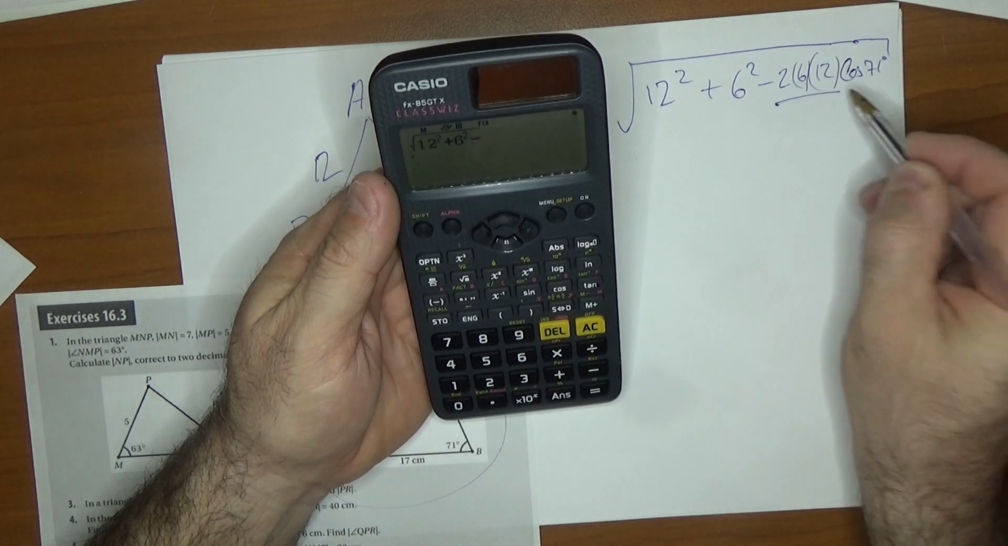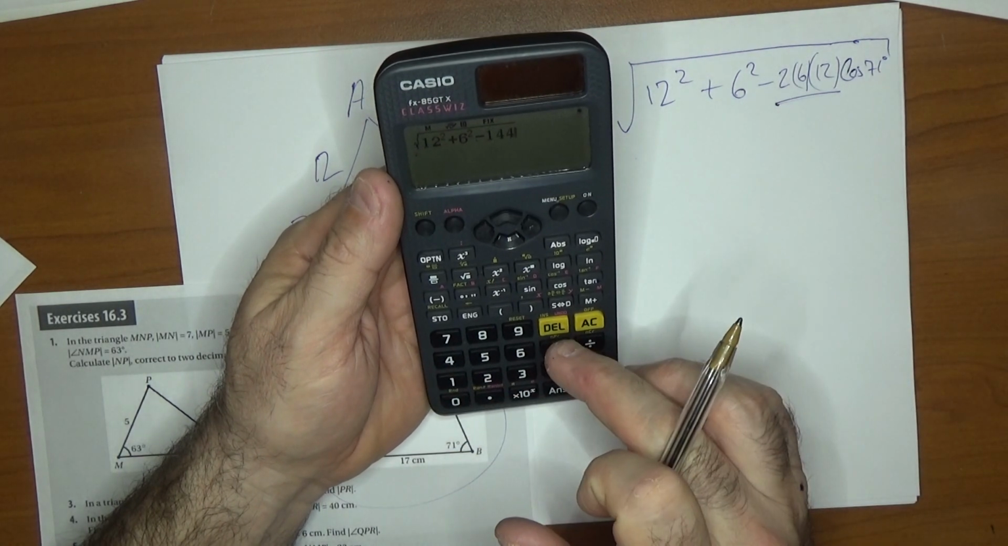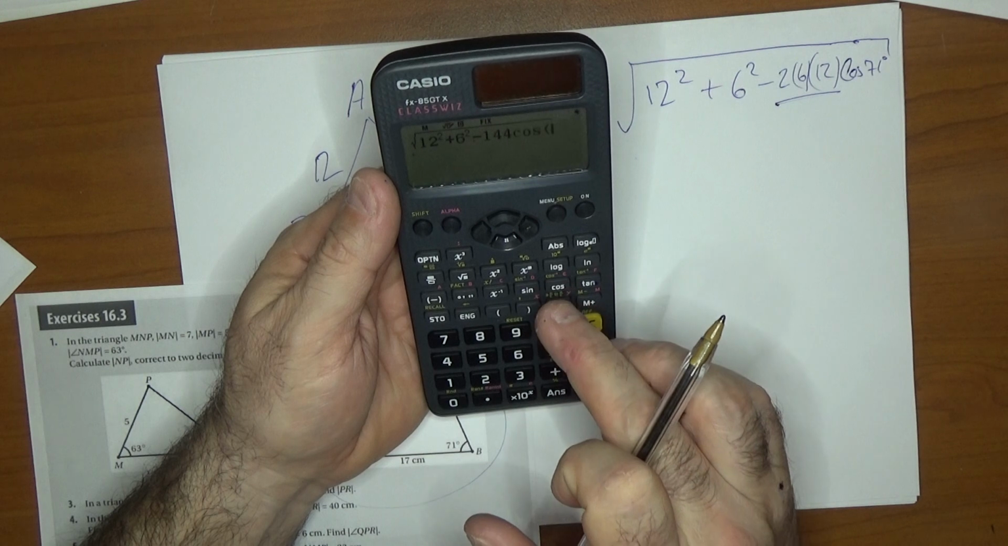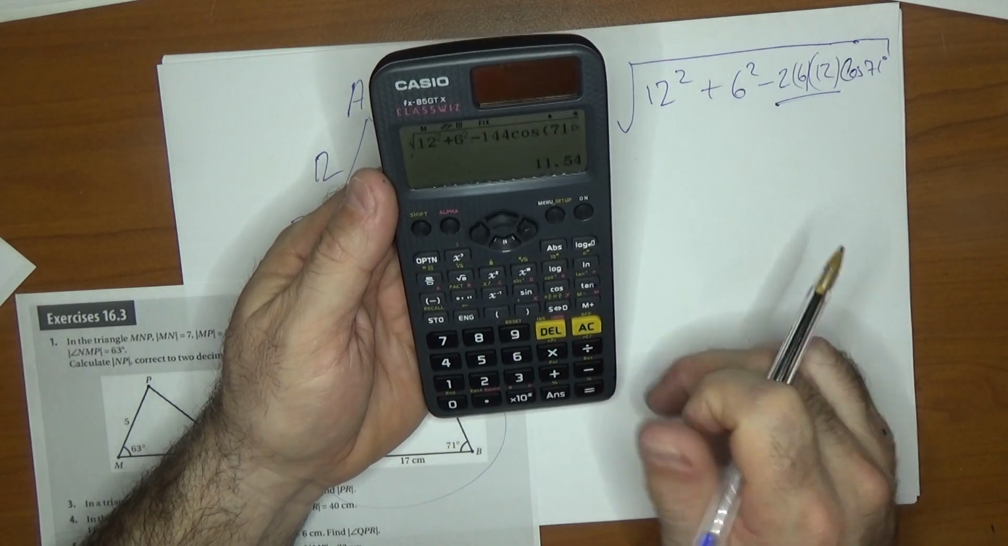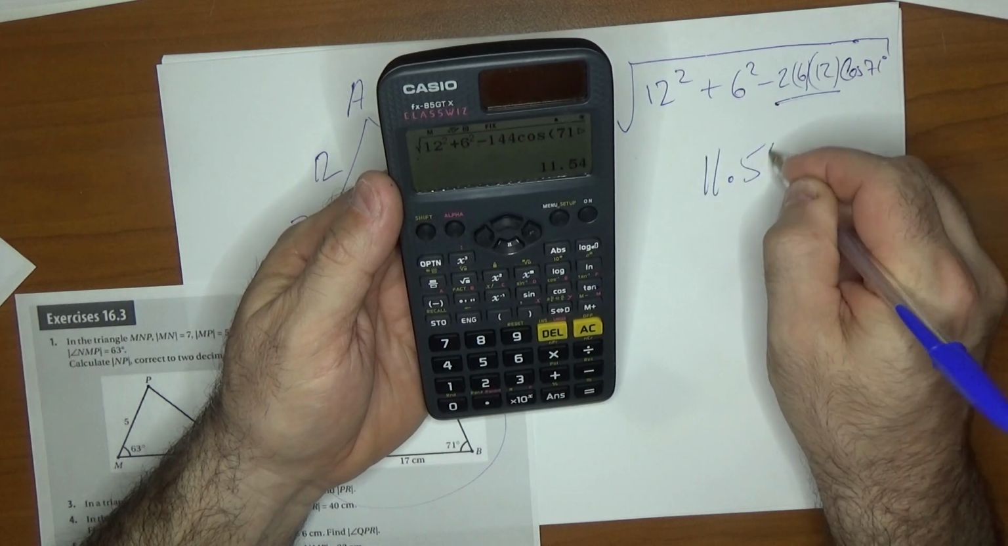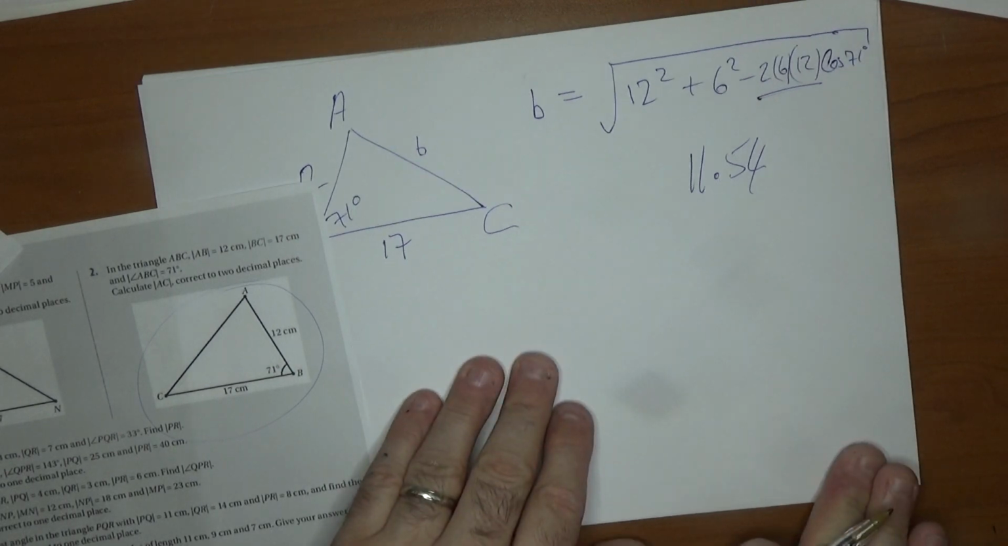Now you might want to push this along, 12 12s. Yeah, that's 144, but you may not. Just be very careful about that. Cos of 71. Getting 11.54. Okay.